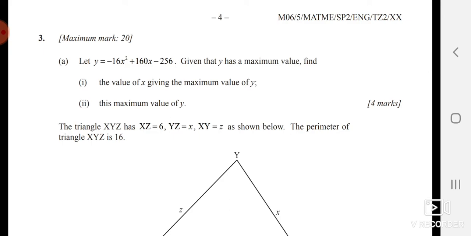Okay, I think you have done it. Then take that value of x which gives you the maximum value of y, and plug that value of x into the given statement of y equals minus 16x square plus 160x minus 256. Hopefully you will get the maximum value of y. I don't think you will have any issue about this question.